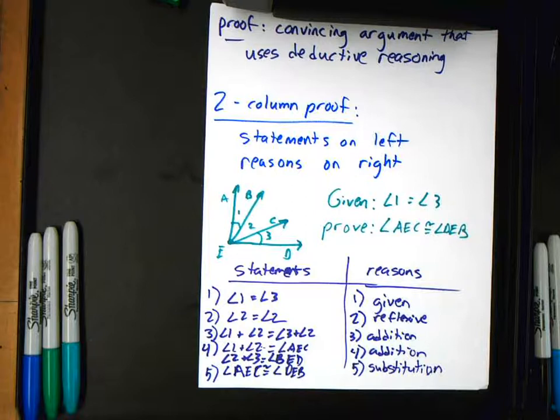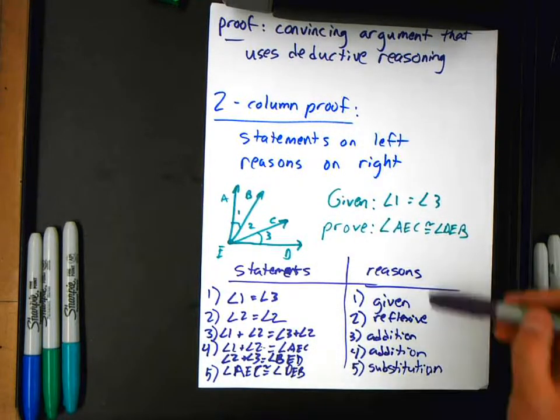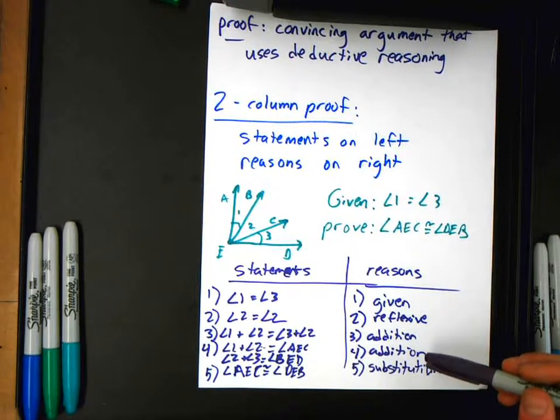Now I'm not asking you to memorize each of the properties, but it's nice to keep them handy and written down because you will be writing down those properties as your reasons whenever you give a two-column proof.